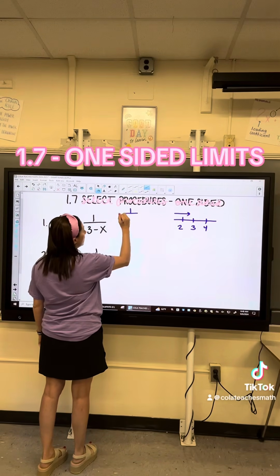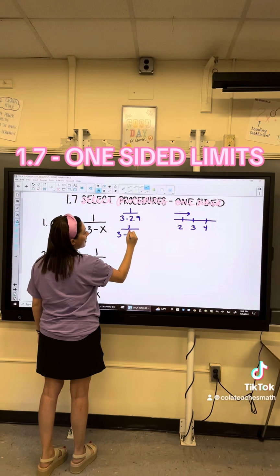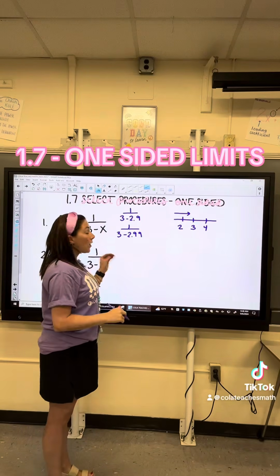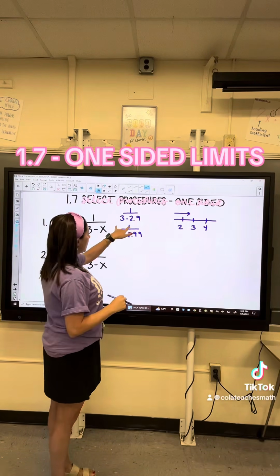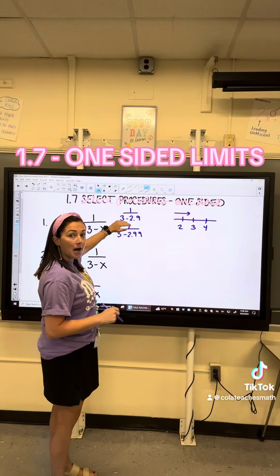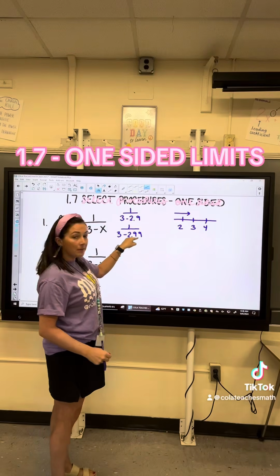So we're gonna do 2.9, 2.99, and I would keep on going, okay? So what I want you guys to notice is the denominator. You first wanna focus on if the denominator is gonna become a positive or a negative number. We can see that the denominator is always gonna be positive.